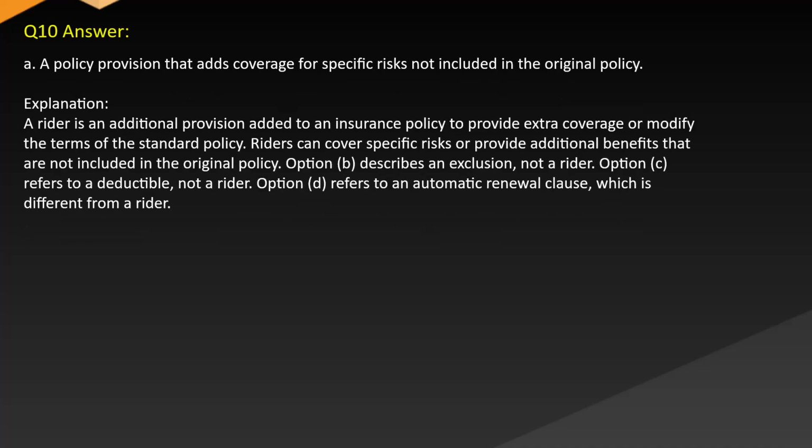Answer A. A policy provision that adds coverage for specific risks not included in the original policy. Explanation. A rider is an additional provision added to an insurance policy to provide extra coverage or modify the terms of the standard policy. Riders can cover specific risks or provide additional benefits that are not included in the original policy. Option B describes an exclusion, not a rider. Option C refers to a deductible, not a rider. Option D refers to an automatic renewal clause, which is different from a rider.